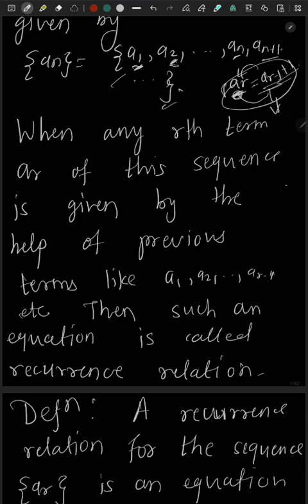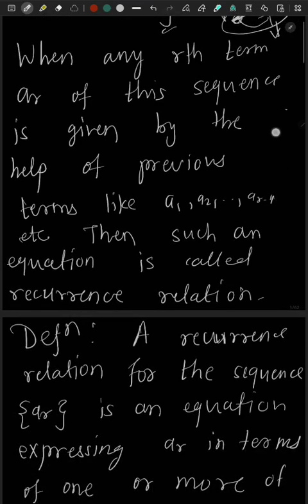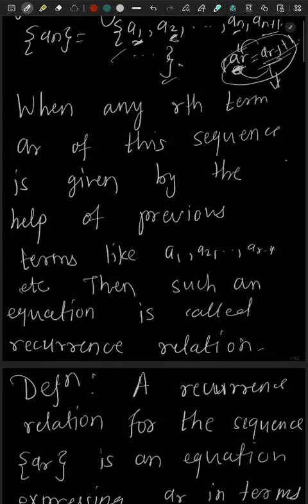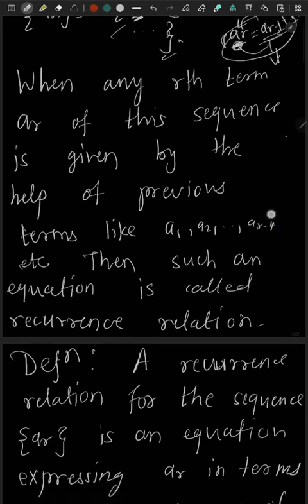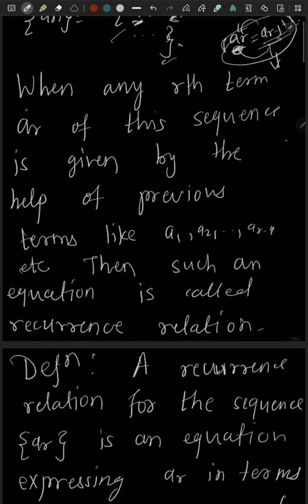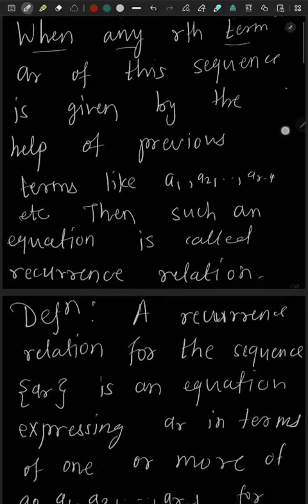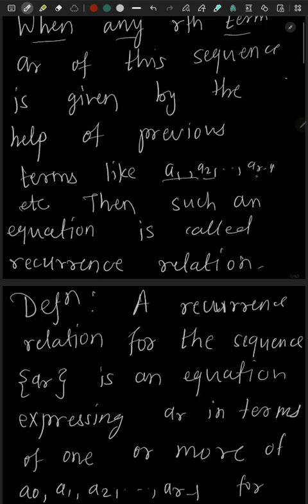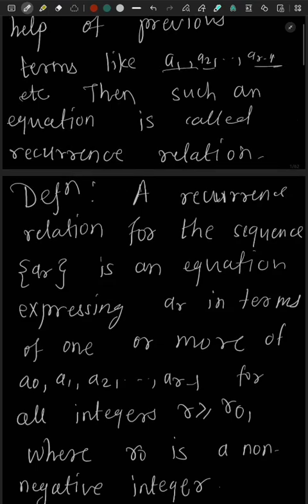The word recurrence means a method in which the terms of the sequence are obtained from the preceding terms, meaning the terms before. Now when any rth term a_r of this sequence is obtained with the help of previous terms like a1, a2 and so on, a_(r-1) etc., then such an equation is called a recurrence relation. It defines a relation between our desired term and the terms preceding that term.